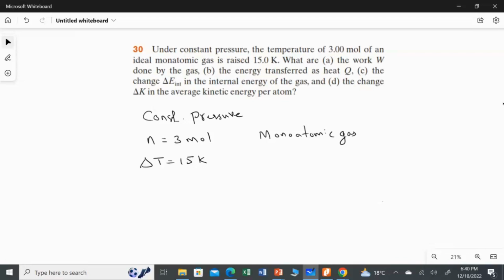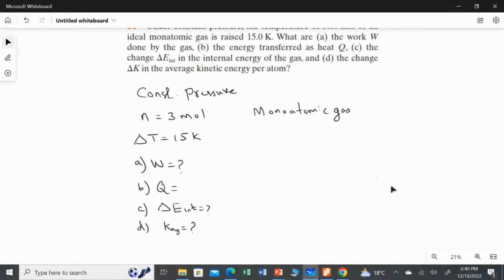So we are going to find 4 answers. In the first part, we are going to find the work done. In the second part, we are going to find the heat energy transferred. In the third, the change in internal energy. And in the fourth, the average kinetic energy. So now we have to answer one by one. Let's start with the first question.